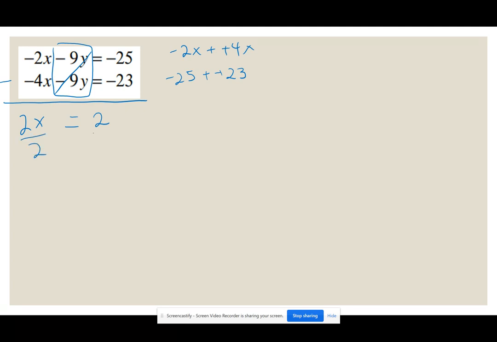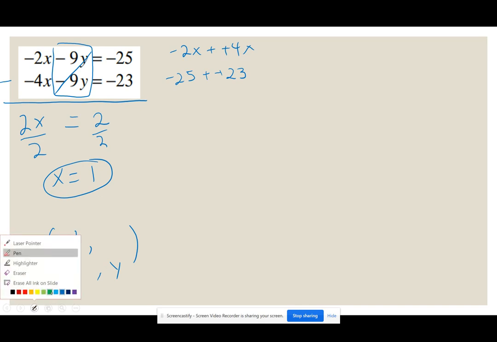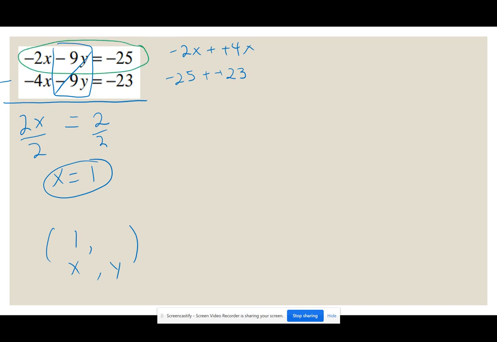All right, divide both sides by 2, and you get x equals 1. So our x value in our solution is 1. Now we're going to go find the y. Again, it does not matter which equation you choose. If you want to do some extra work, you can try both of them, but it'll get you the same thing. I'm just going to go with my top equation right here. So now that I know that x is 1, I can say -2 times 1 minus 9y equals -25. -2 times 1 is -2.